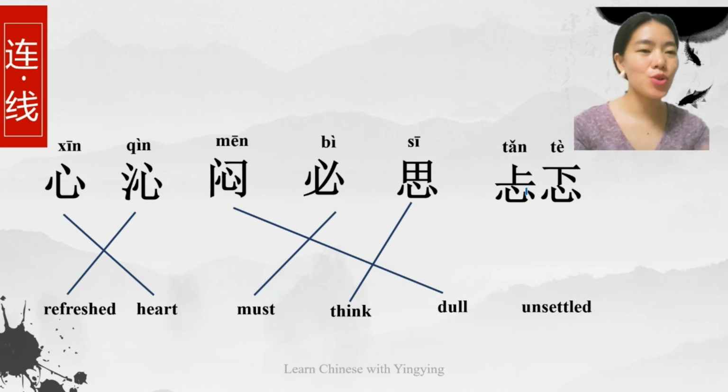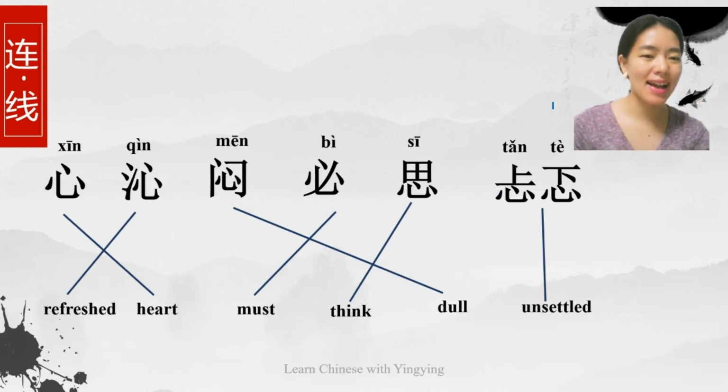And actually, these are two words, but they are always used together. So tan, te, they mean unsettled, because the top of them is 上下. It means up and down, up and down. So when your heart is up and down, it means you feel unsettled or a little bit frightened. So this is the phrase, and it means unsettled. Pronunciation is tan, te. So how many do you get right?